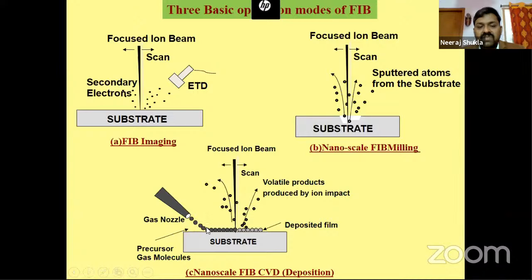You have a gas nozzle which sprays a certain precursor gas, and wherever the FIB scanning is in your control, only those regions will be decomposed. These are organometallic precursor gases. There are various gas nozzles. I'll show you the imaging of the inside of the FIB chamber. If you want to deposit platinum, you have a certain organometallic gas composition. For platinum you have a different bottle, and for tungsten you have a different gas nozzle. So let me show you.